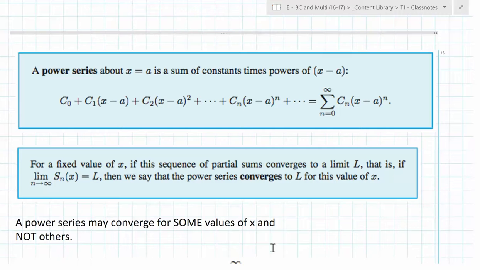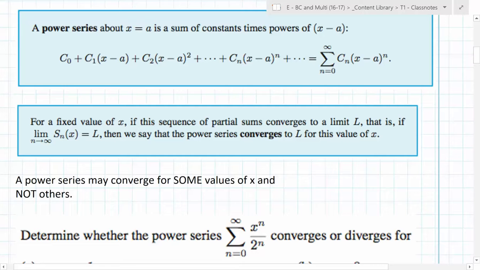Basically, we're going to find pieces of the domain where those x values cause the power series to converge to different things, and where it causes it to blow up. And that's what that second blue box says. It says for a fixed value x, if the sequence of partial sums converges, that is, this limit equals L, then we say the power series converges to L. A power series may converge for some values, but not for others.